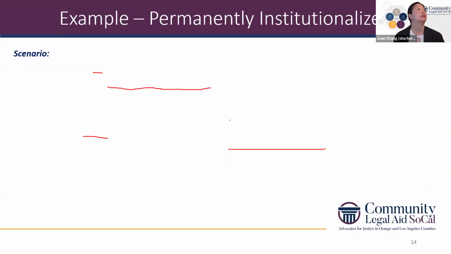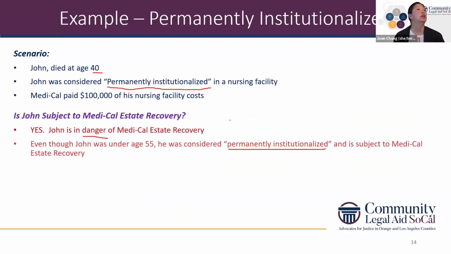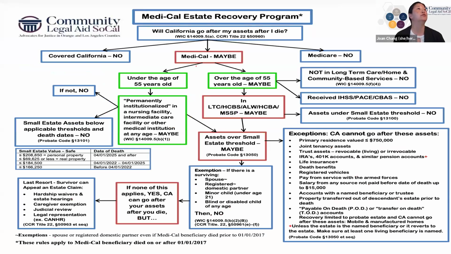Okay. All right. So unfortunately, John is going to be in danger of Medi-Cal estate recovery. So here we are in the flow chart, right? We are here: if you have Medi-Cal, will California go after my estate after I die? Maybe. Let's keep going down. In this scenario, John was 40 years old, so he was under the age of 55. He was considered permanently institutionalized, so we're in the maybe category. For John, unfortunately, the answer was yes. But let's keep going, okay?